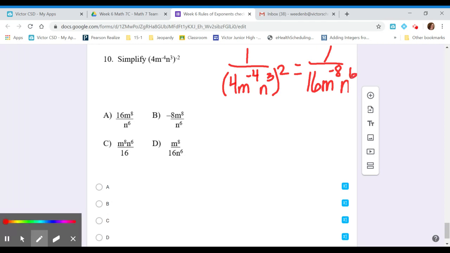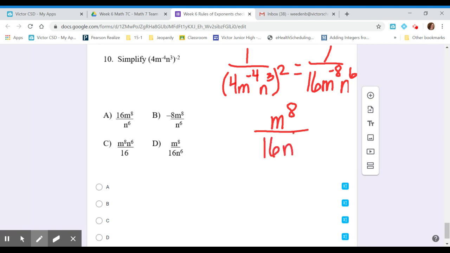Now, if we look here, the only thing that's raised to a negative exponent is the m. So everything else is going to stay put. So m to the negative 8, again, means reciprocal. So I'm going to put in the numerator m to the 8th power. And then everything else is going to stay in the numerator. The 16 stays, and the n to the 6th stays. So if we look at our choices, this is clearly choice D.